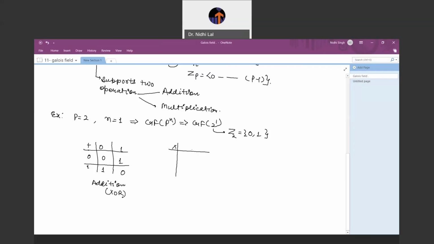Now the second operation is multiplication. In the multiplication, you have to perform the same thing, but you calculate the multiplication in the form of AND gates. So 0 and 0 is 0, 0 and 1 is 0, 1 and 0 is 0, and 1 and 1 is only 1. This type of table is called the multiplication table, and multiplication means the AND binary operation.